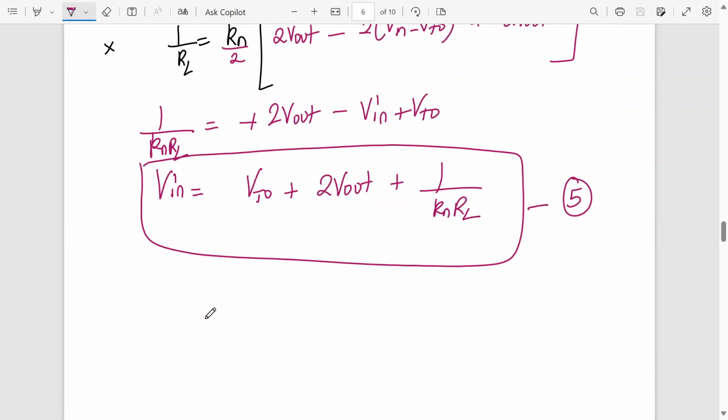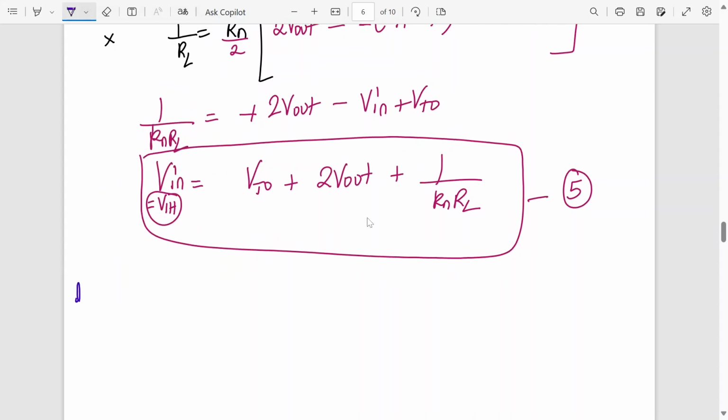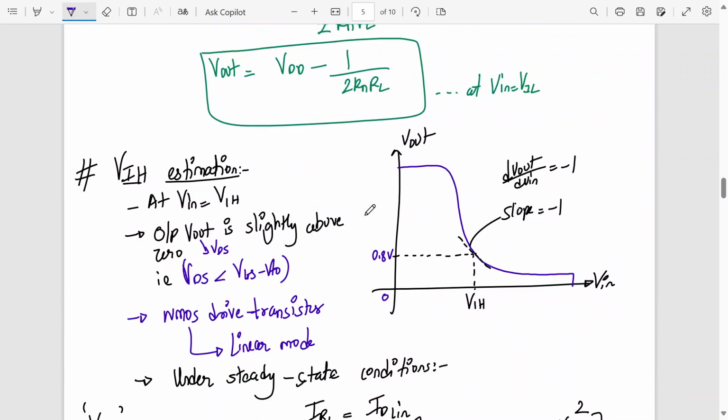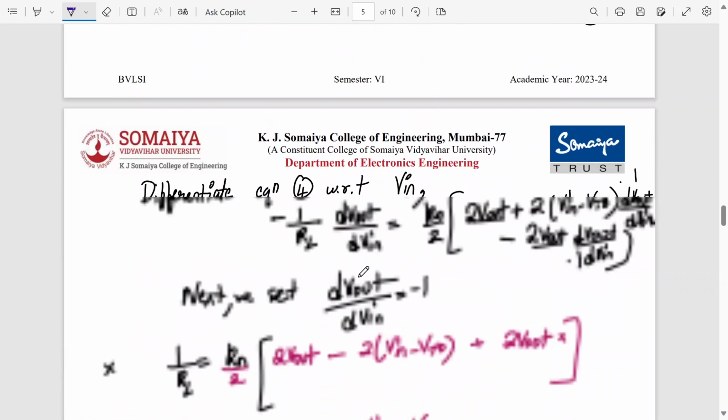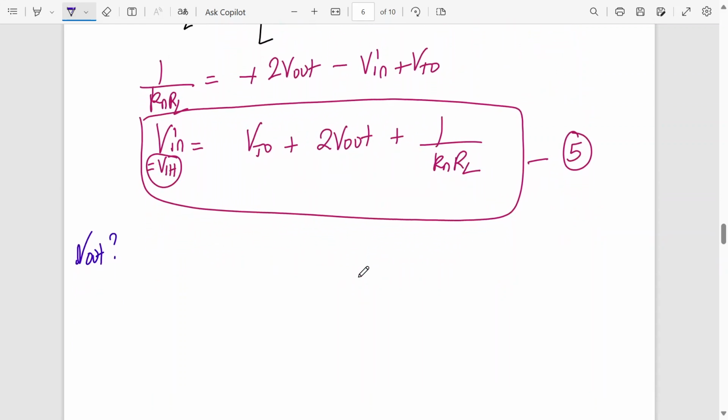Okay, so we got the expression for V in, which is nothing but VIL. At the end we can substitute. Now here we have the value of V out, so next we have to find the value for V in equal to VIH. So the next task is to find the expression for V out. Why find the expression for V out? Because for V in equal to VIH, we have to find the corresponding value of V out. Here we have written 0.8 for example. So let us find the value of V out.